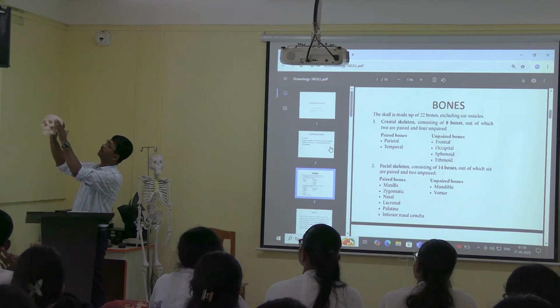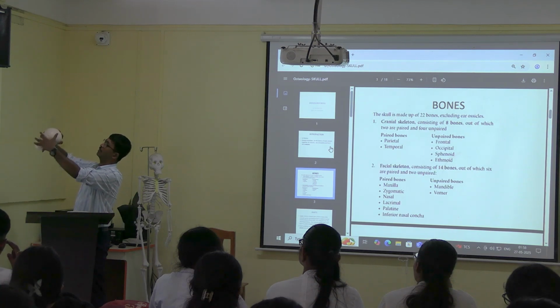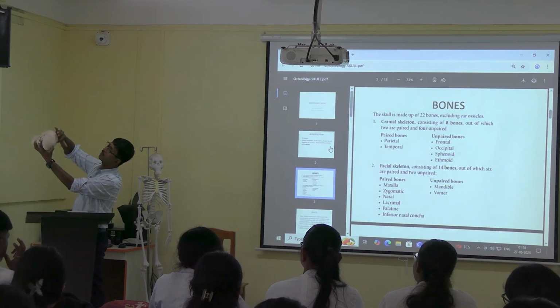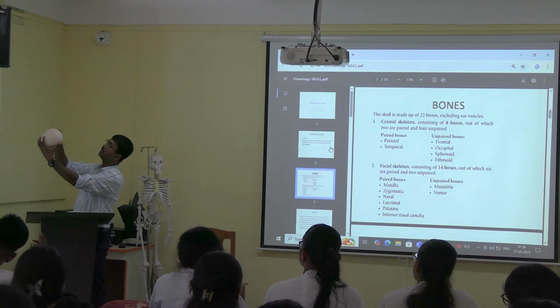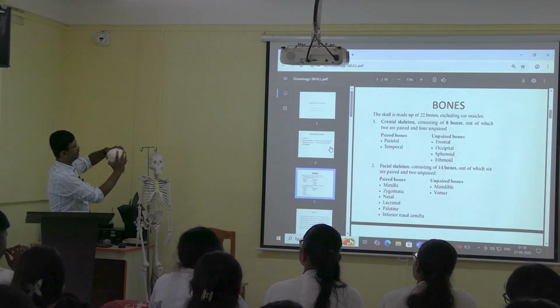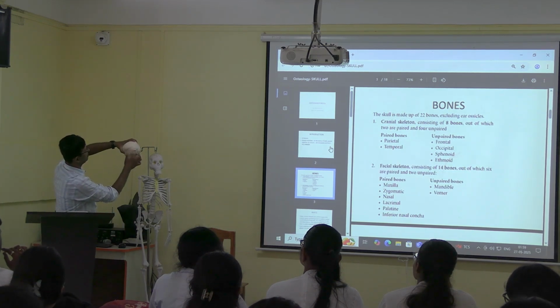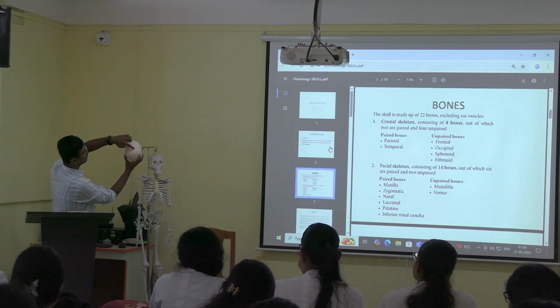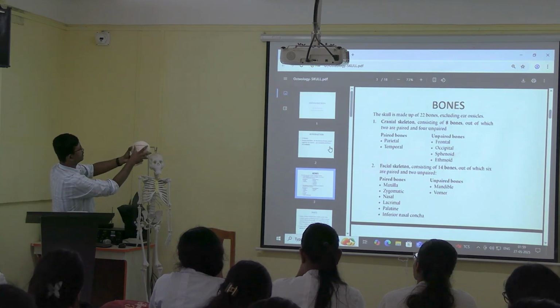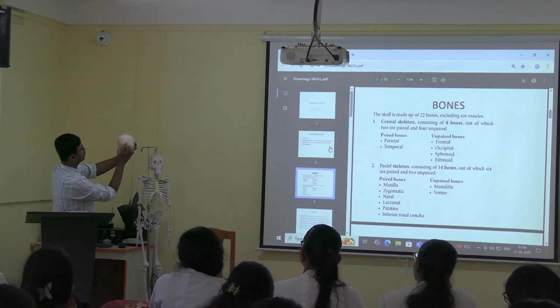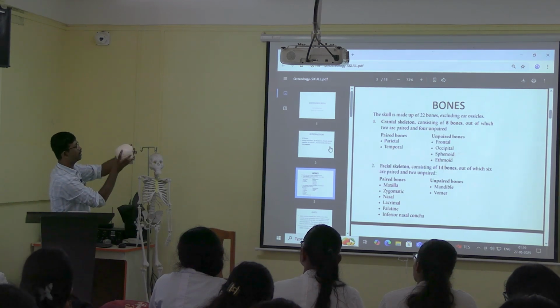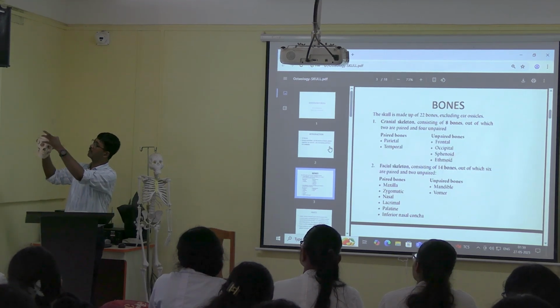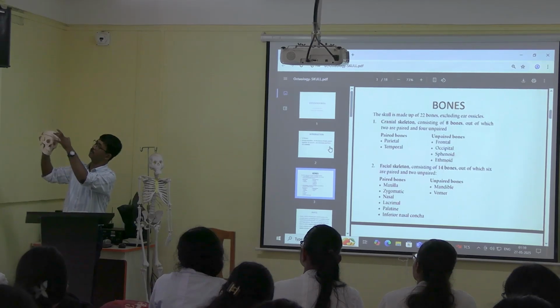Temporal bone is present on the temple side. These are your parietal bones, which are paired, and on the posterior side is your occipital bone. So this part is your occipital bone. These two bones are your parietal bones. Here is your temporal bone, here another temporal bone. These are paired, and one frontal bone in the front.